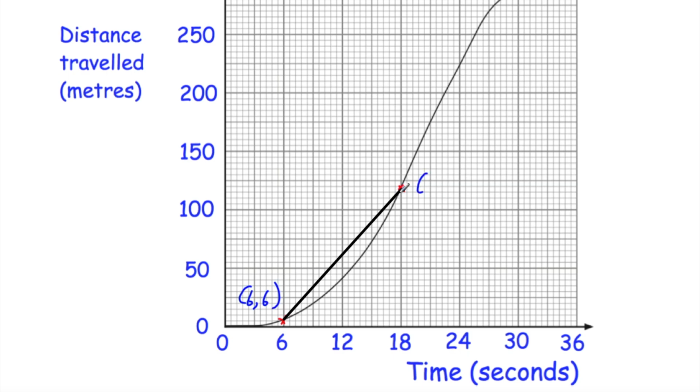In terms of this point here, its coordinates are 18. And then in terms of the height, it's the fourth little box there. So we're going up in 5s, so 105, 110, 115, 120, so that's 120. So we've got the coordinates of the 2 points.